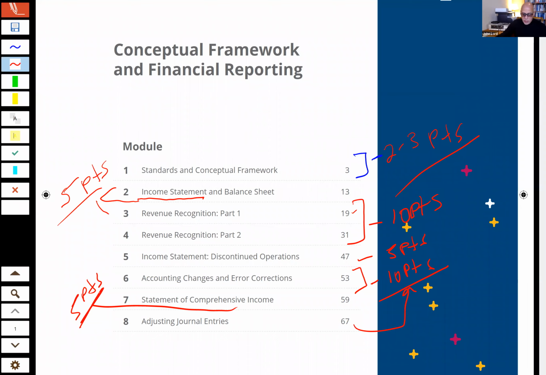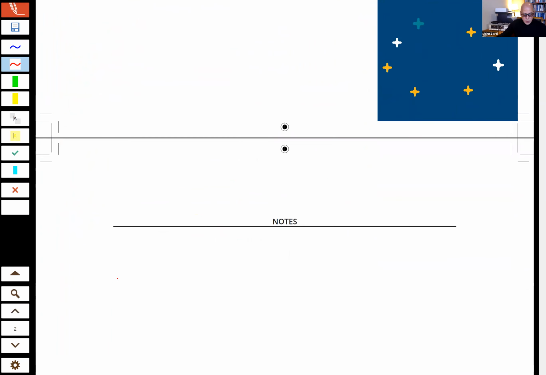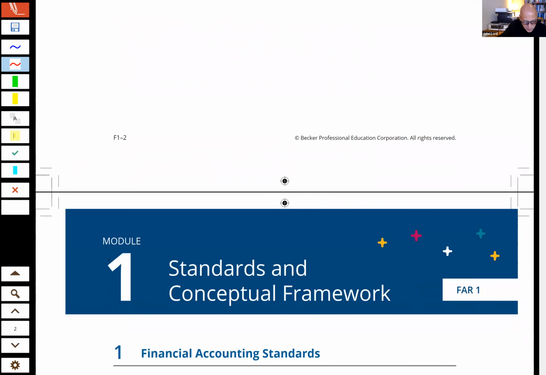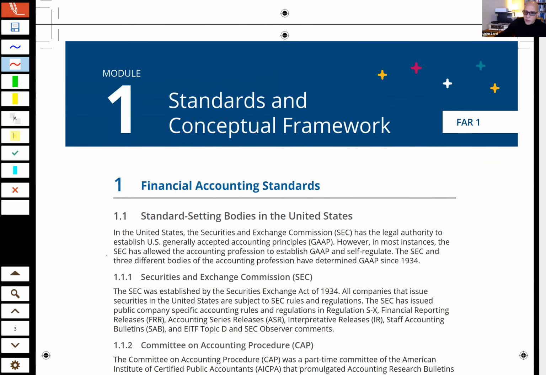Okay, good. Then let's go ahead and start to jump into the discussion here, which is going to be Module 1, Standards and Conceptual Framework. We start to talk about standard setting bodies in the United States. They say that the Securities and Exchange Commission is the entity that has the legal authority to establish accounting standards in the US.